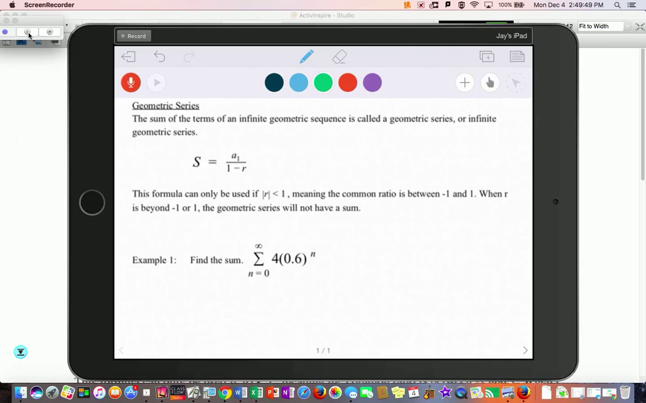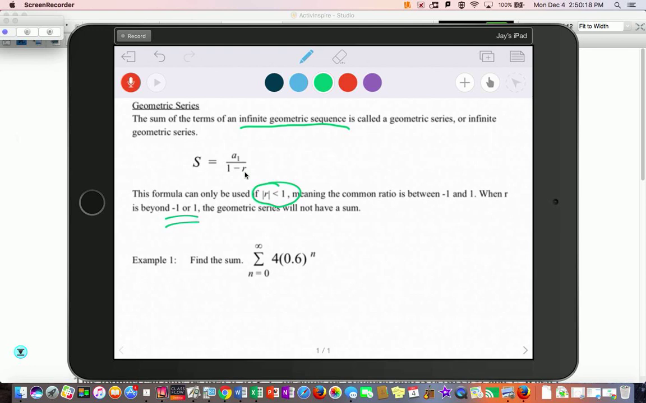All right, so the last formula you're given on the formula sheet will be this one right here. S, the sum, is the first term over 1 minus R. And we're only going to use that when we're dealing with what is called an infinite geometric sequence. You should only use it when the absolute value of the R value is less than 1, or basically when it's between -1 and 1.